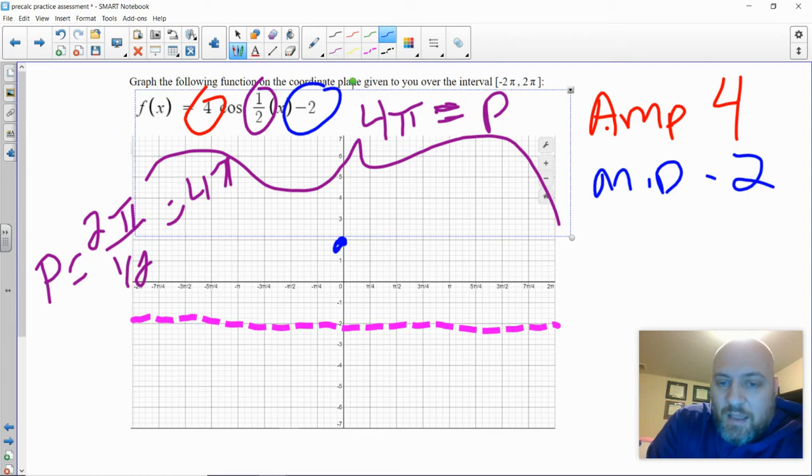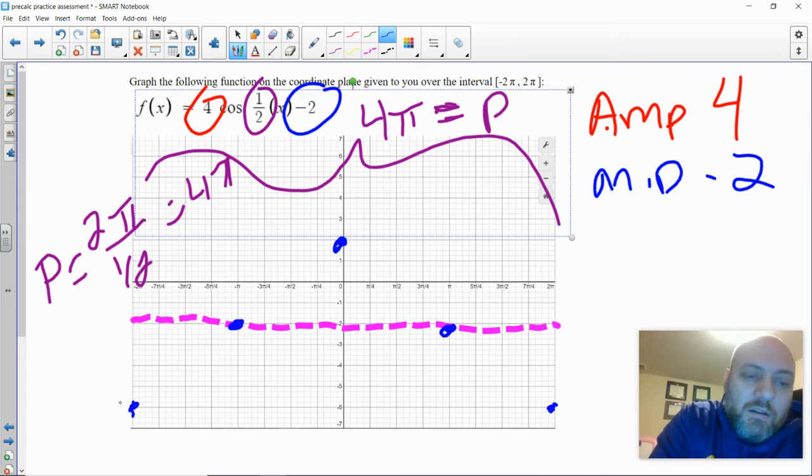It's going to cross the midline halfway, and then I'm going to go down to my minimum. So negative 2 down 4 is going to minimum at negative 6. Going left halfway at negative pi is going to cross my midline, and I'm going to end at negative 2 pi, negative 6.